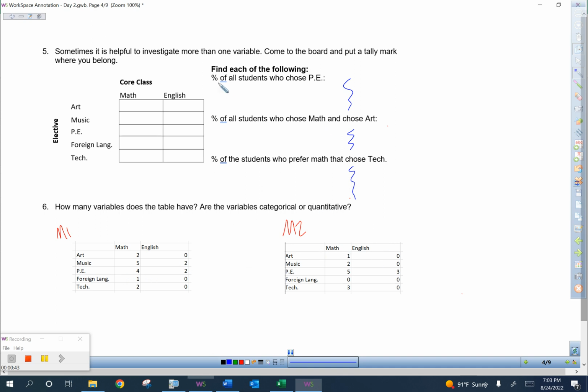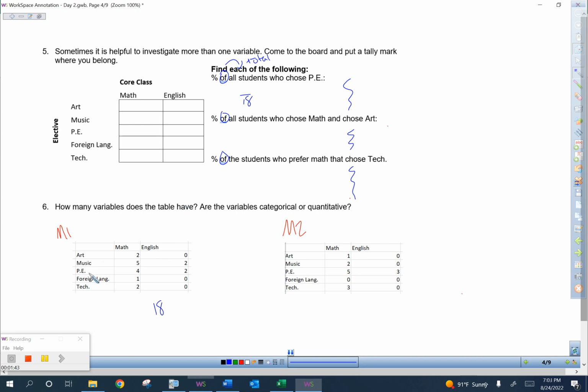So first up, it asks us to find the percent of all students who choose PE. First of all, this word throughout here is going to indicate that the total follows it. So in this case, it says all students, we want the total to be all students in the class. I'm doing M1 first. There were 18 in this class. That goes on the bottom. Then from that group, we want to look at who chose PE. Now some of y'all used the table up above that only had electives because it wasn't talking about any core classes for this question. That's valid.